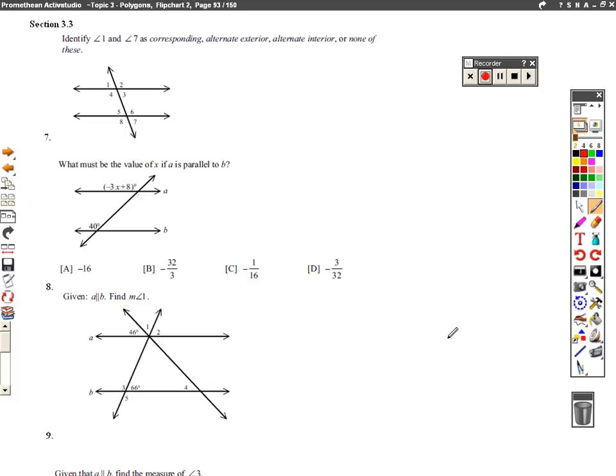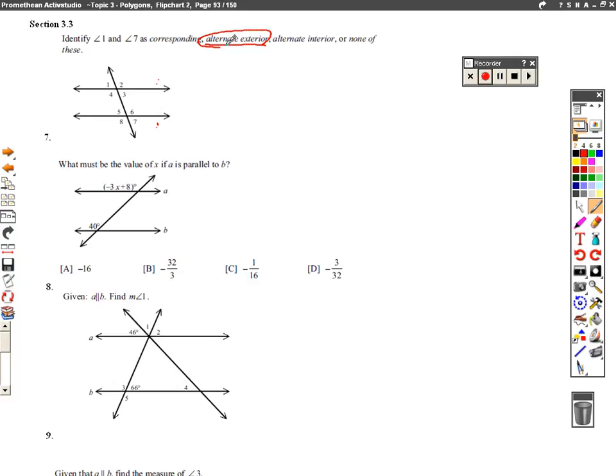Alright, moving on. Number 7. We want to know number 1 and number 7, what kind of angles are those? And like I said, this is really not a required topic. 1 and 7, they are alternate exterior. They're on completely different locations regarding the transversal, outside of the parallel lines. We care more, so the answer to this is alternate exterior.